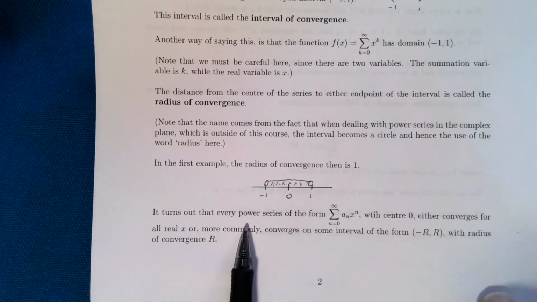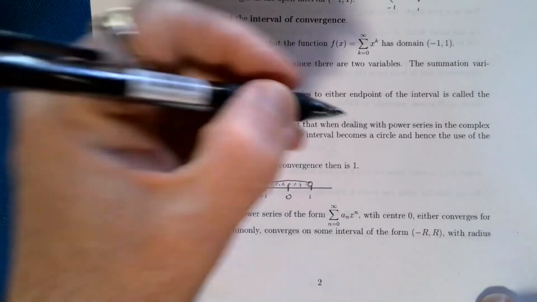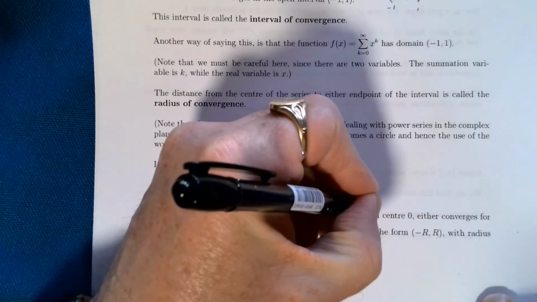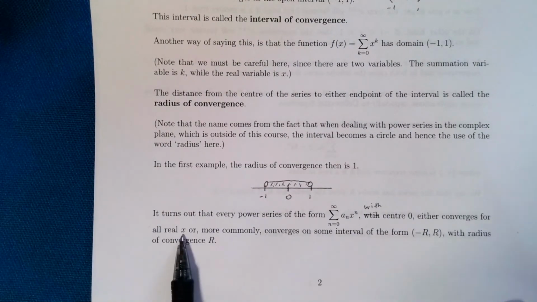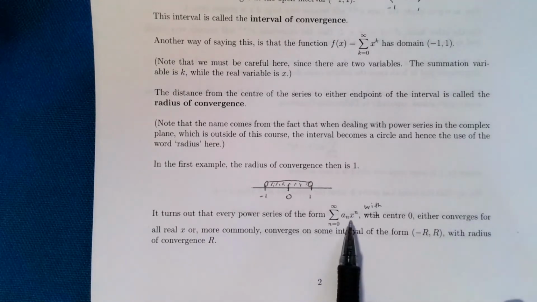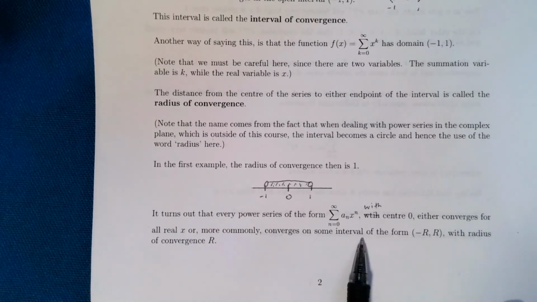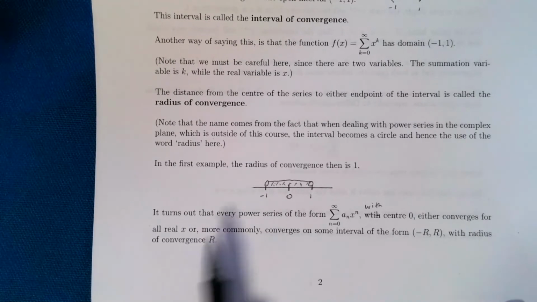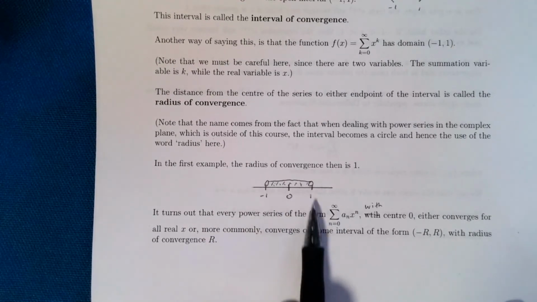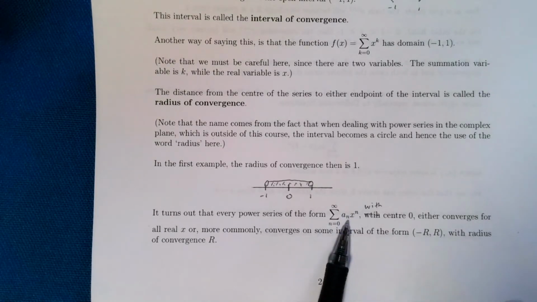Now it turns out that every power series of this form, with centre 0, either converges for all real x, in other words it works for every value of x you can put in here, or, more commonly, it'll converge on some interval of the form -r to r with radius of convergence r. That is, it's going to look something like this, except you'll get r here and not 1. So that's typically what's going to happen when we've got these series centered at 0.